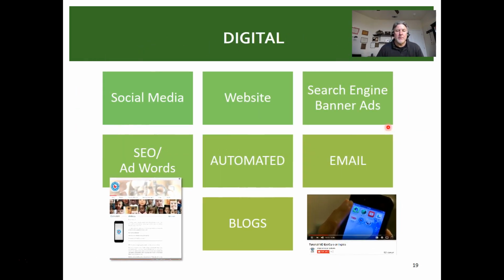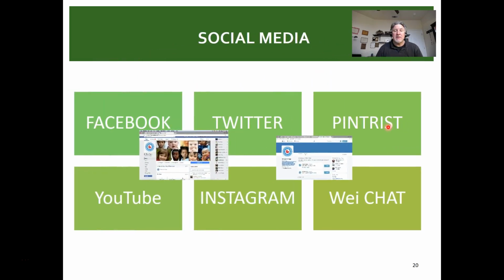And then there's digital, as we've talked about, in terms of social media and your website. There's search engine and banner ads. There's SEO, which is search engine optimization. AdWords, which Google makes a lot of money off. And then there's automated marketing, like with HubSpot. And then there's email, such as with MailChimp, for sending out mass email in such a way that it isn't spam. And there's blogs. And then there's social media.